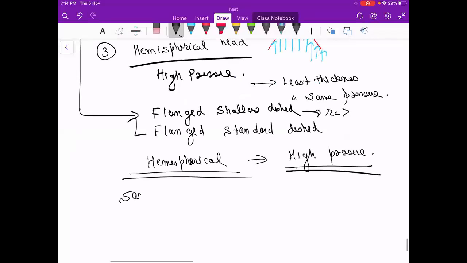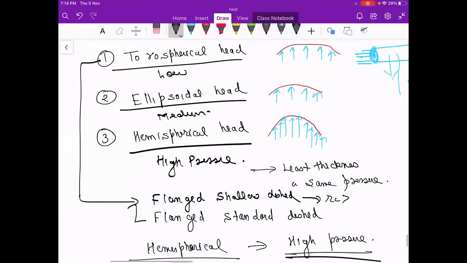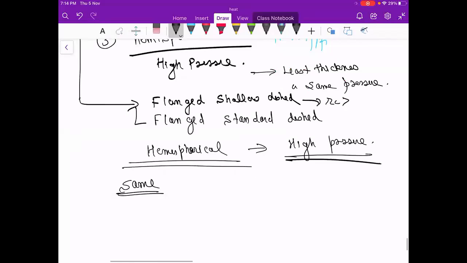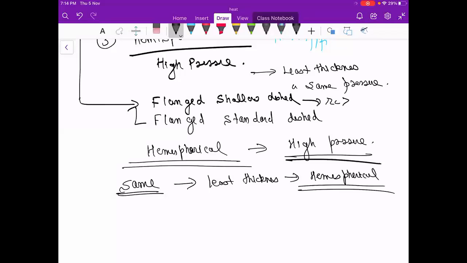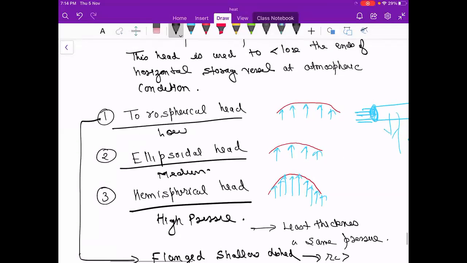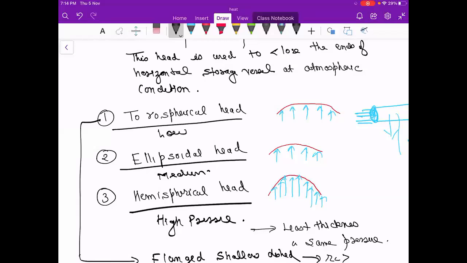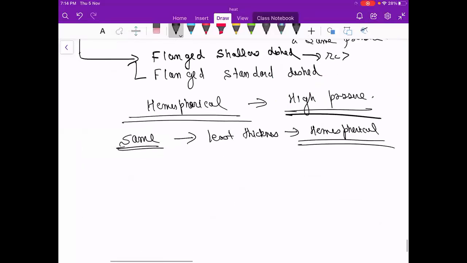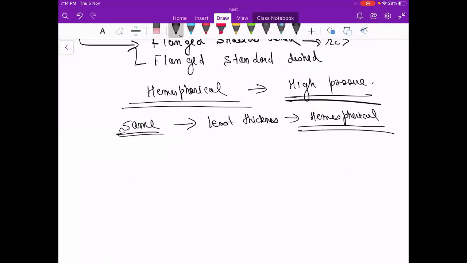So if you have the same pressure in hemispherical, ellipsoidal and torospherical, which will have the least thickness? It will be hemispherical, obviously, because if you want to use a torospherical for a high pressure, you have to make a very huge thickness. I'm not talking about construction cost here, I'm just talking about thickness. Construction cost, you can say, is more for hemispherical, because making something curvy costs more.